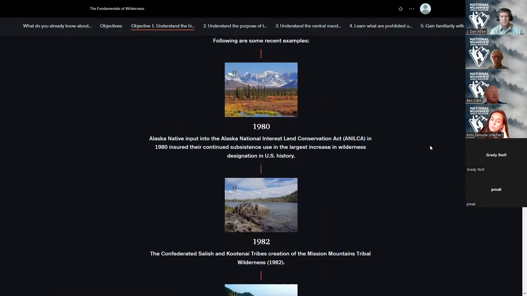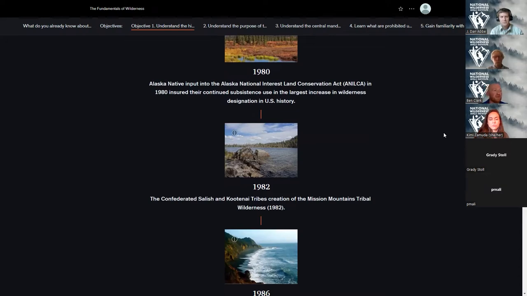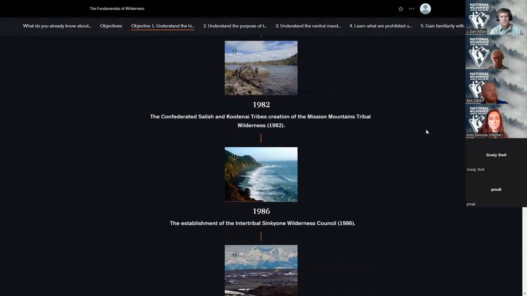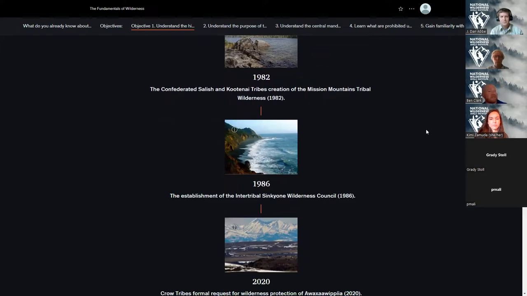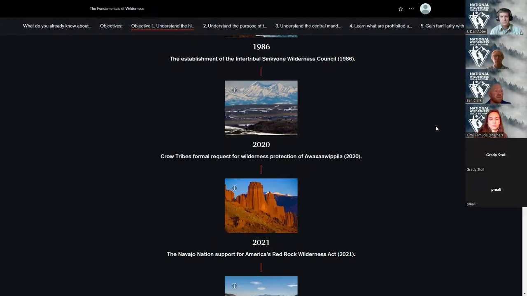In 1980, Alaska Natives had input into the Alaska National Interest Lands Conservation Act, ANILCA, which ensures continued subsistence use and was the largest increase in wilderness designation in U.S. history. In 1982, the Confederated Salish and Kootenai Tribes created the Mission Mountains Tribal Wilderness. In 1986, the Intertribal Sinkyone Wilderness Council was established. And even more recently, in 2020, the Crow Tribe formally requested wilderness protection of their sacred lands in the Crazy Mountains of Montana. And then in 2021, the Navajo Nation supported the America's Red Rock Wilderness Act.